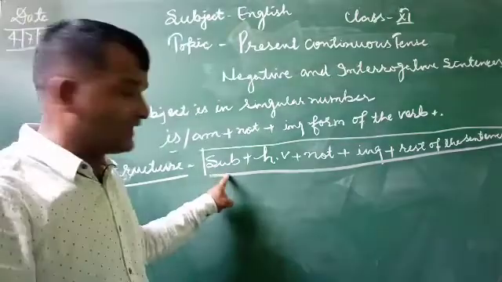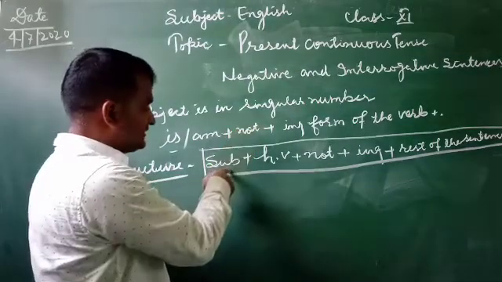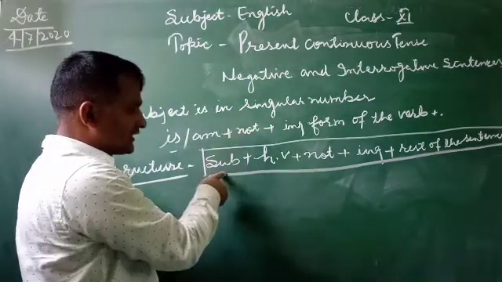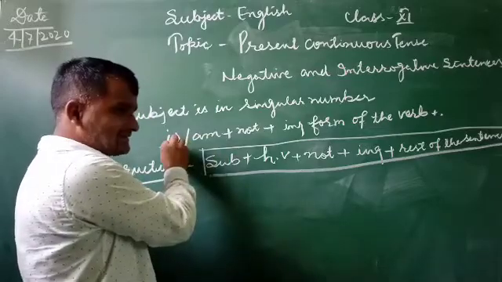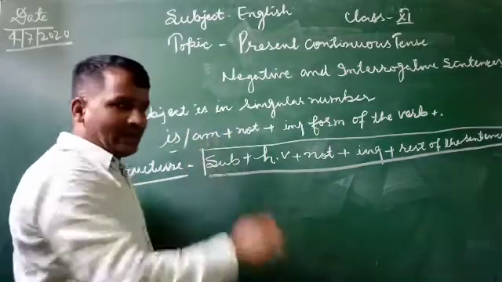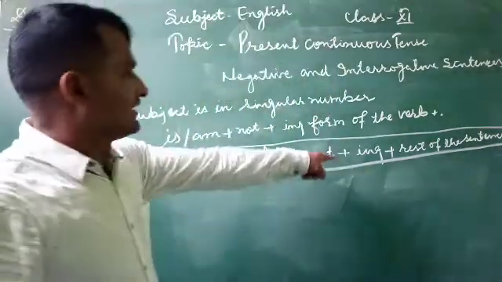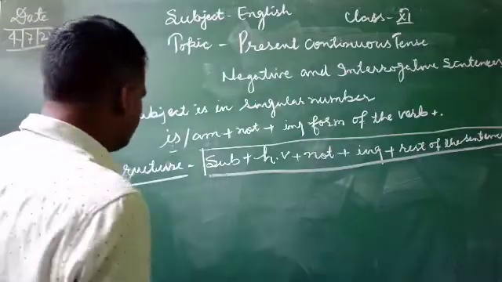This is the formula for you if you are going to make a sentence. Always remember these things. First, understand the subject: if the subject is singular, we have to use is. If the subject is I, we have to use am, and for the rest of the subjects we always use are with the ing form of the verb.